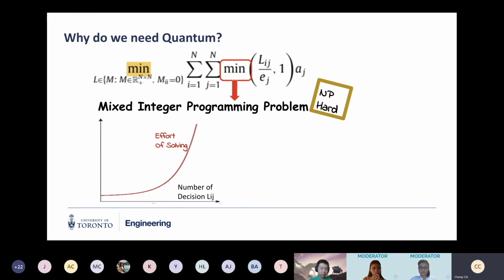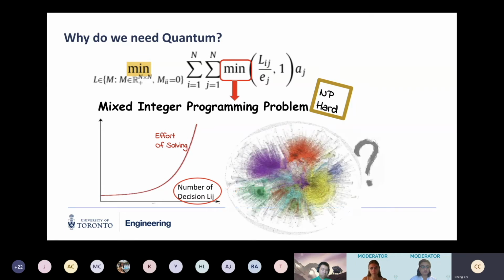And to make the situation even worse, the number of Lij is equal to the number of banks squared, because Lij is the amount of loan from bank J to bank I. Because each bank can have a loan to each other bank, the total number of Lij here is the square of the number of banks. So with this drastic growth of the complexity of the problem due to the increase of the decision variables, we can already see that this problem is really hard to solve for a banking network that has many banks.